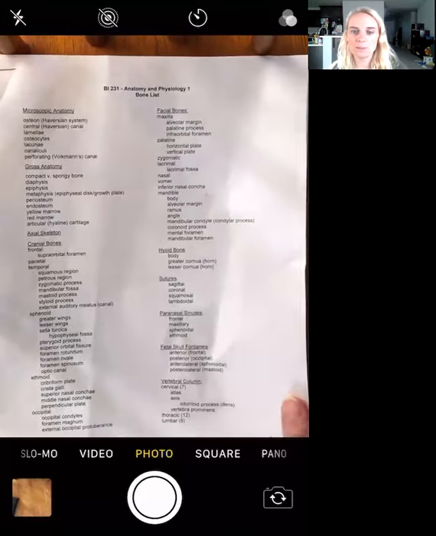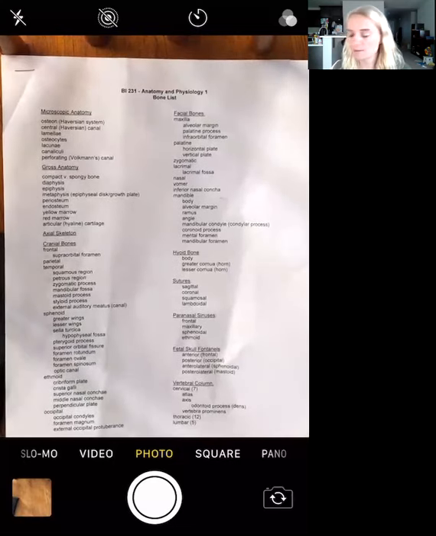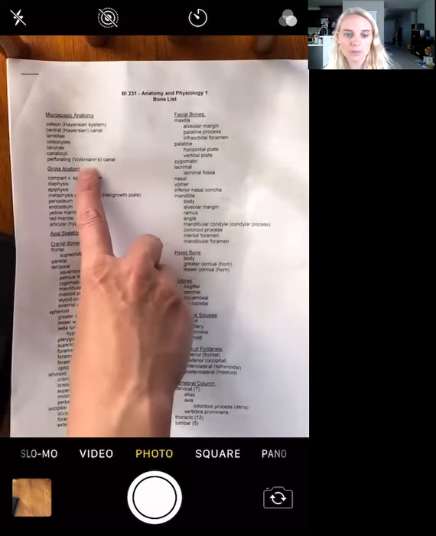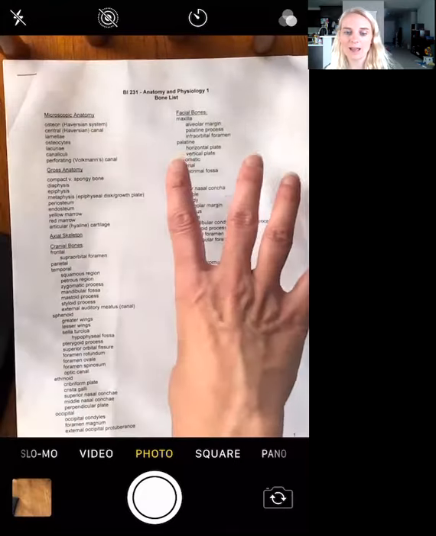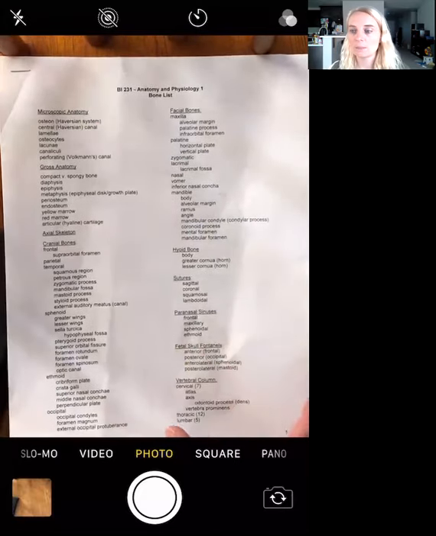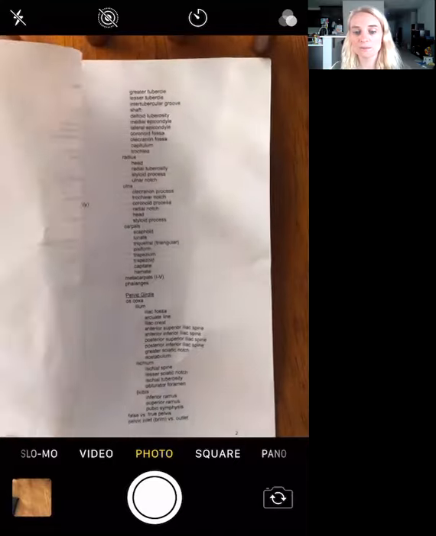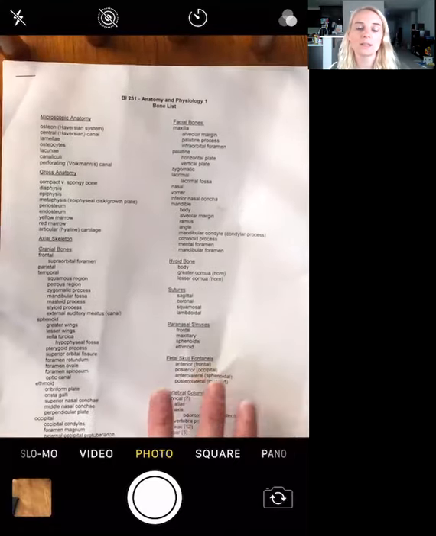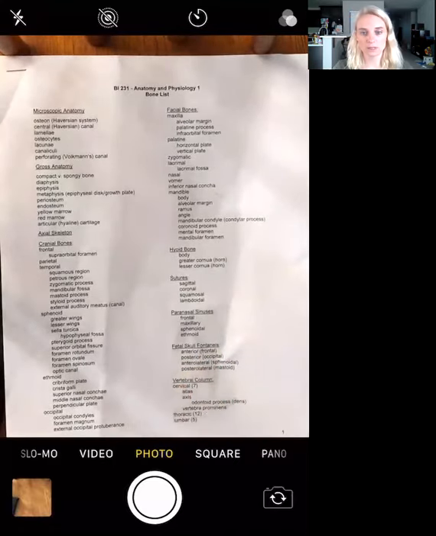So next week's lab, so Monday's lab in week 5, we're going to cover microscopic anatomy, gross anatomy, and the axial skeleton. And then the Monday of week 6, we're going to cover the rest of the bone list with the appendicular skeleton, and then do a little bit of joints and articulation. So that's why it's so important to use this time in week 4 to get a head start.